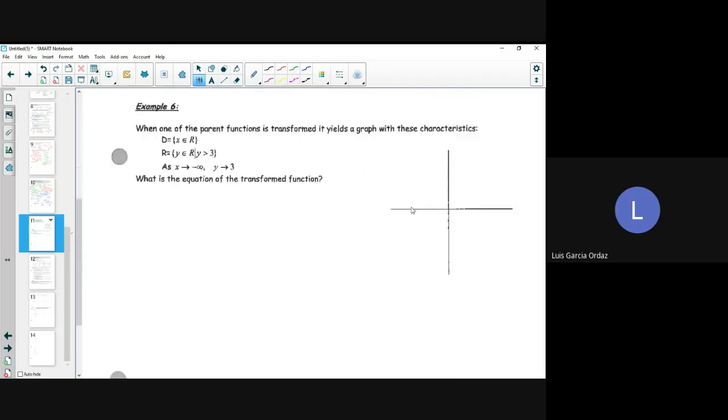Oh, look, we're at the last example for 1.3. Yay. The next lesson is easy.